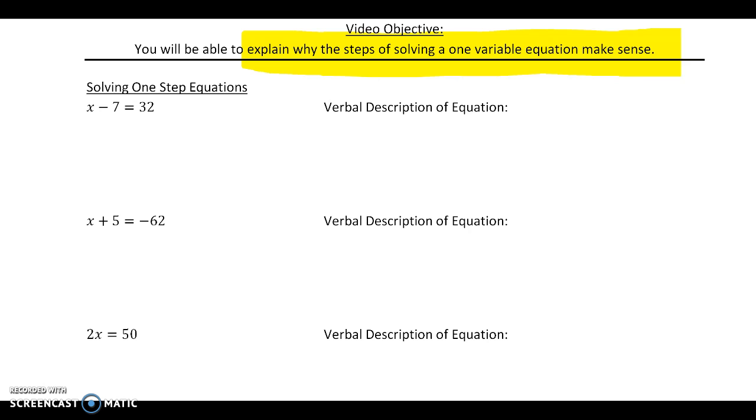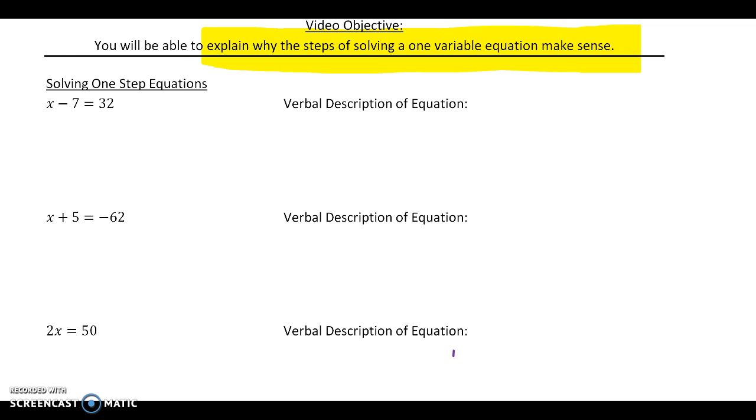So let's say you have the equation x minus 7 equals 32. What this equation really means is I have some number, and when I subtract 7, it equals 32. So when I say verbal description of equation, if you can translate this into a sentence, it's going to be easier to understand. So what the question is asking you to solve for is the answer to this.